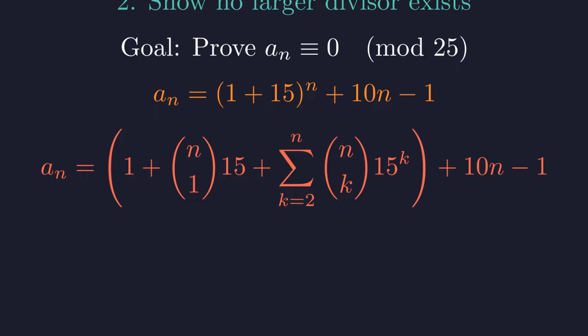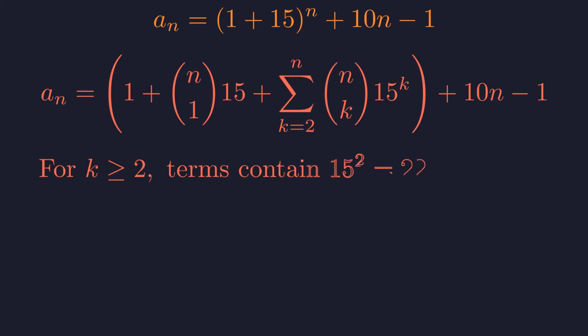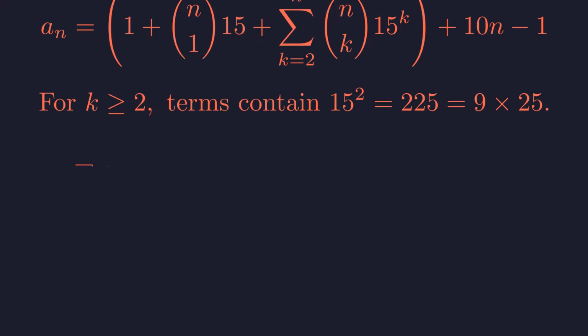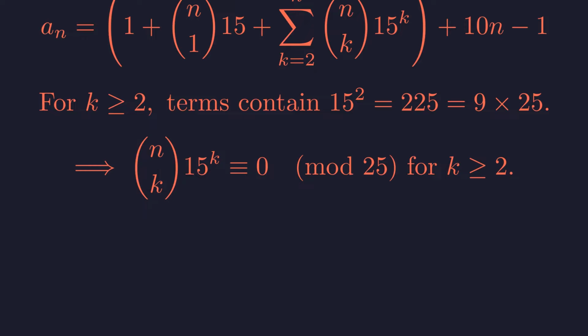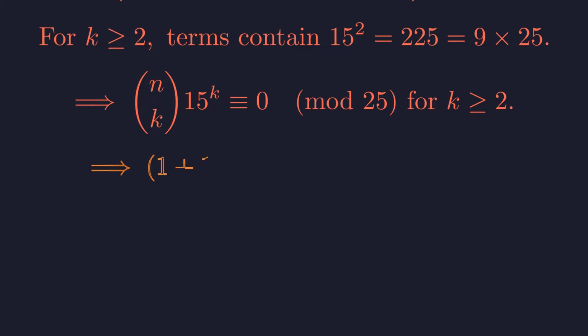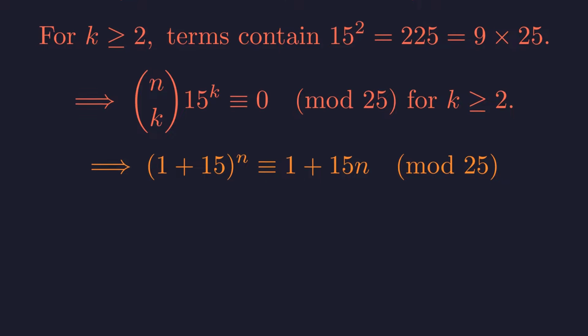The crucial insight involves the behavior of powers of 15 modulo 25. For any k greater than or equal to 2, the term 15 to the k contains a factor of 15 squared. Since 15 squared is 225, which is 9 times 25, it is a multiple of 25. This means that every single term in that sum is a multiple of 25, regardless of the integer value of the binomial coefficient. The entire sum is therefore congruent to 0 modulo 25. Therefore, the binomial expansion reduces to just 1 plus 15n modulo 25.